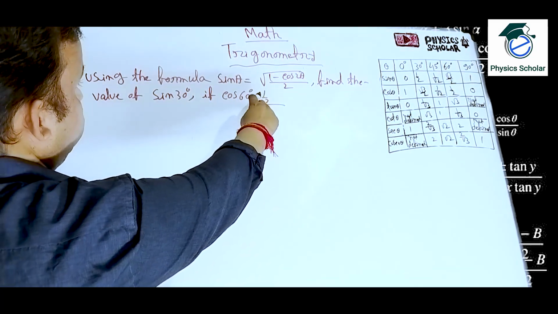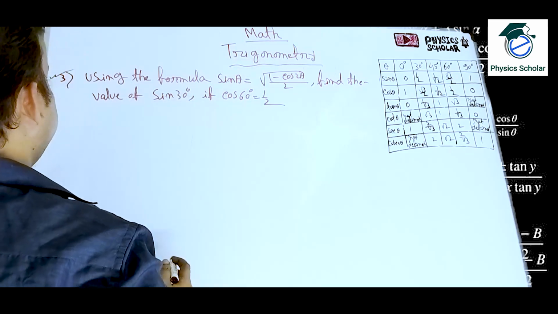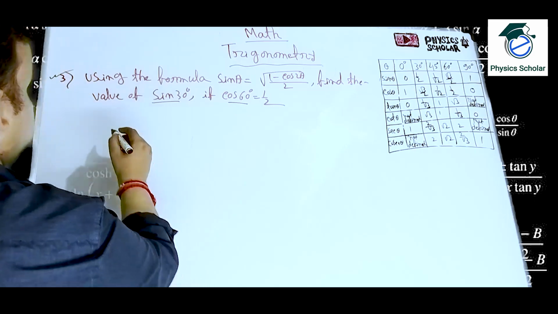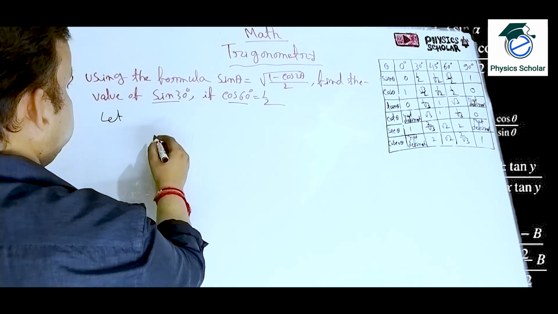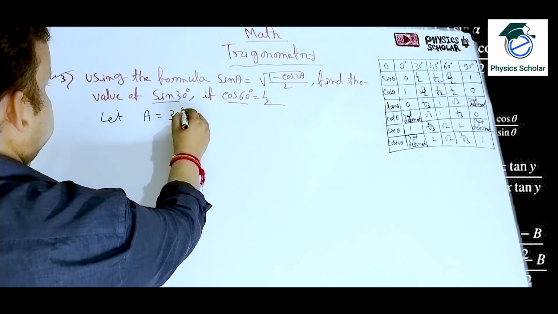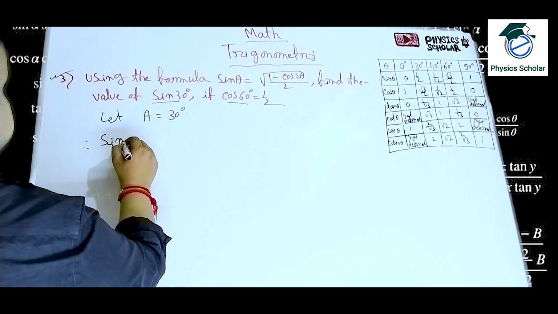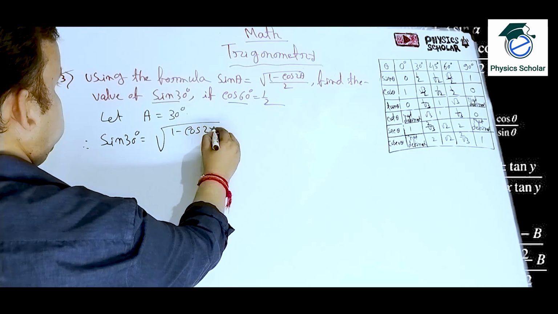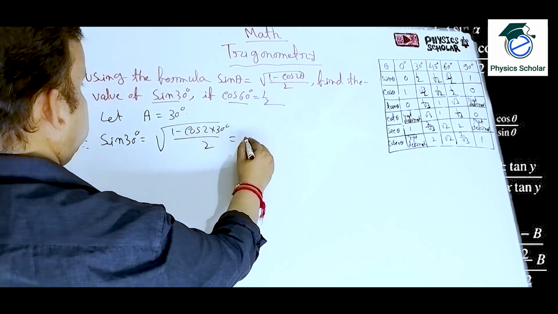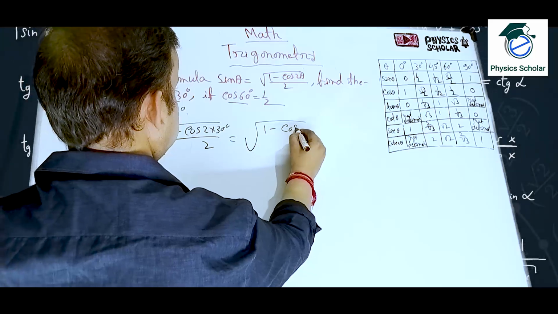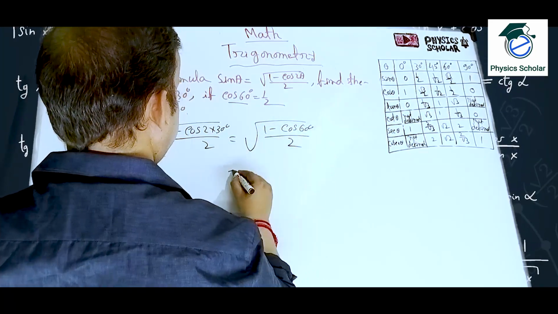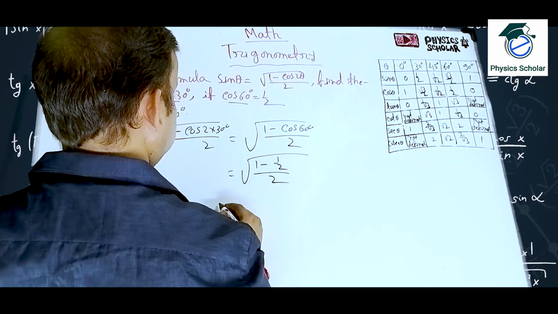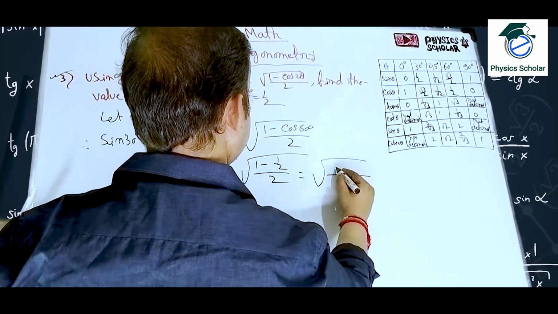Sin A is equal to, it is given, root over 1 minus cos 2A by 2. Clear? Now we have to find out the value of sin 30 when cos 60 degree is equal to half. So let A is equal to 30 degree. Clear? So sin 30 degree is equal to root over 1 minus cos 2 into 30 degree divided by 2, is equal to root over 1 minus cos 60 by 2, is equal to root over 1 minus cos 60, which means half, divided by 2.